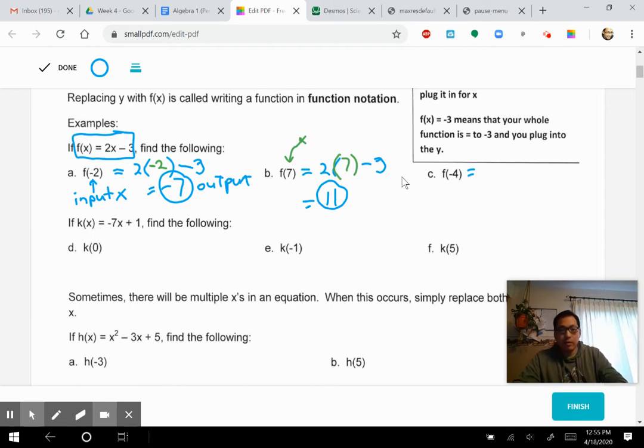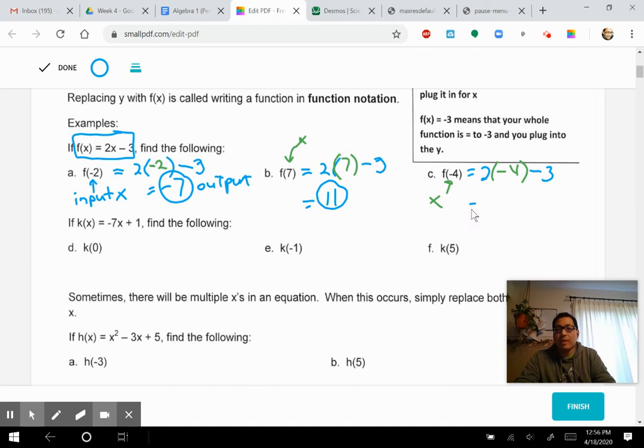Okay, so hopefully you've thought about it. Let's go ahead and write this out. So we're going to have 2, like before, times x, which is negative 4. Remember, this is our x. So negative 4. Oh man, I really don't like this program. Minus 3.